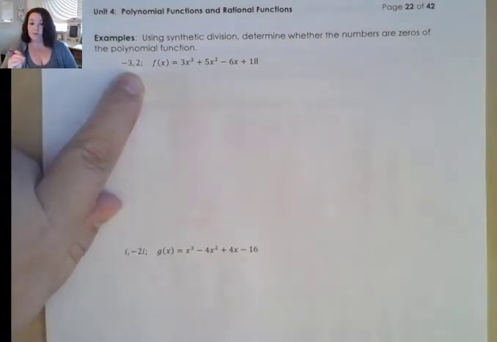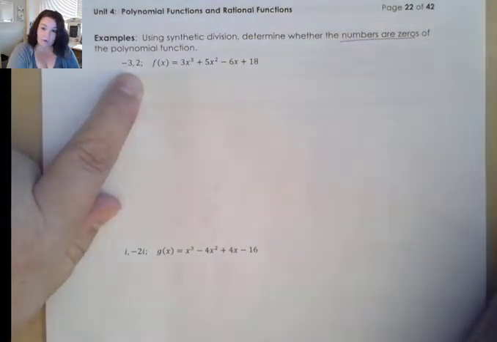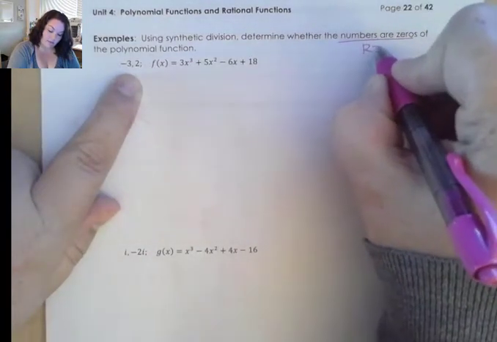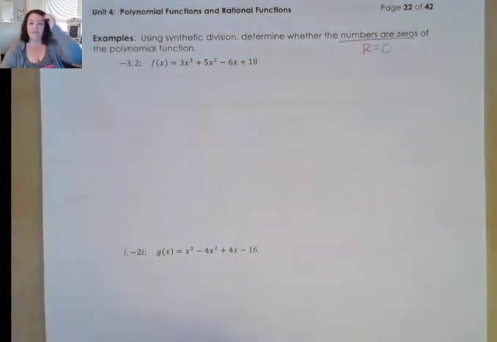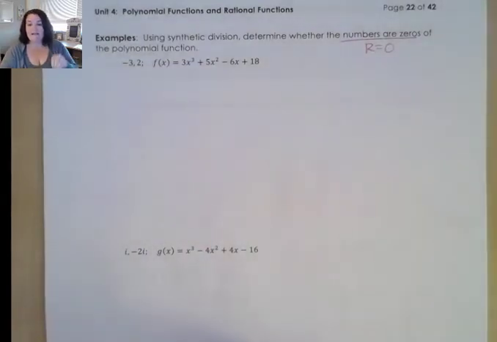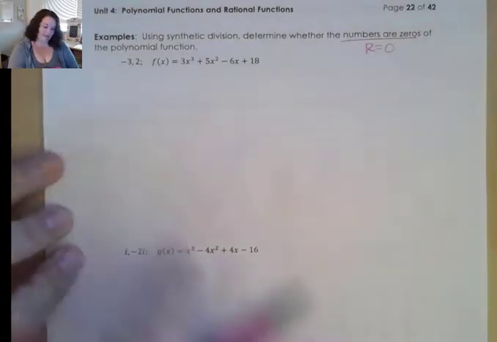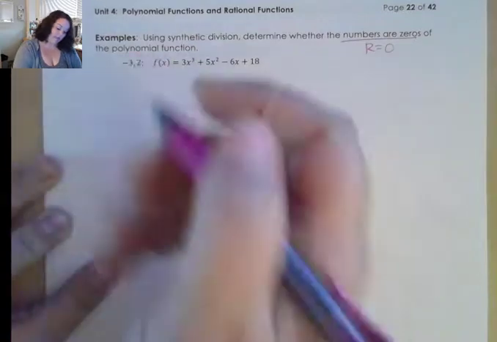Now, in order for it to be a 0, if the numbers are zeros, that means that the remainder equals 0. So if our remainder equals 0, then the given number is a 0 of the polynomial function. If it's not a 0, well, then at least we know what it equals when it's plugged into the function. Okay, so let's look at -3.